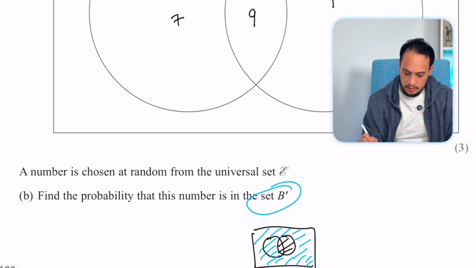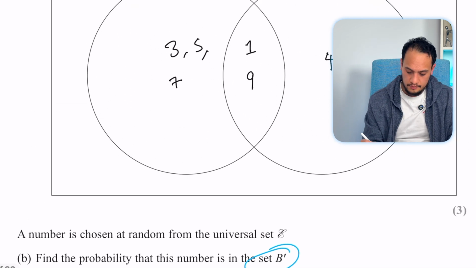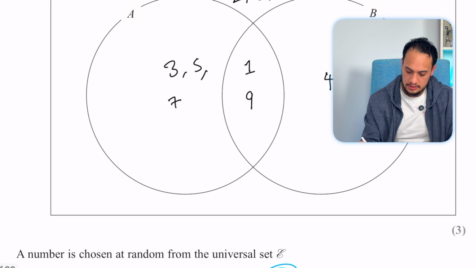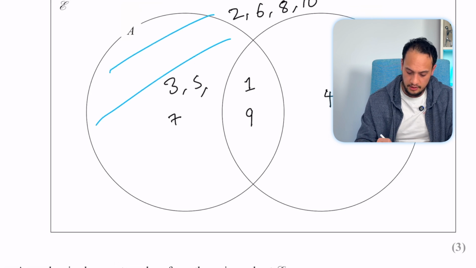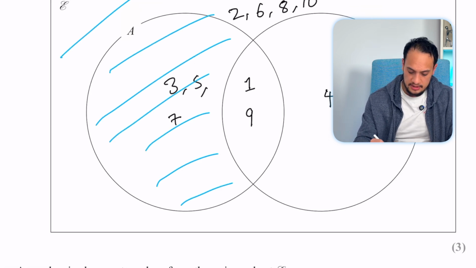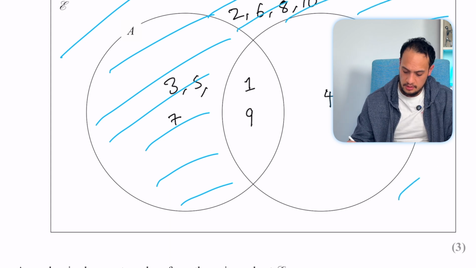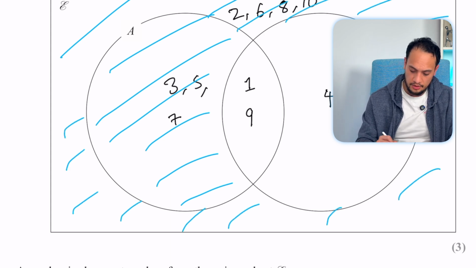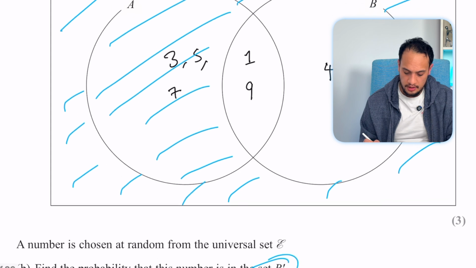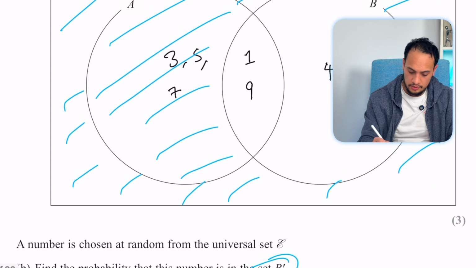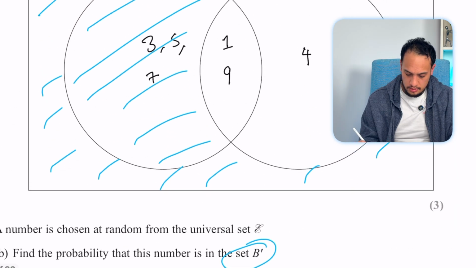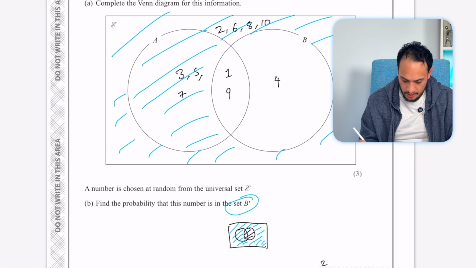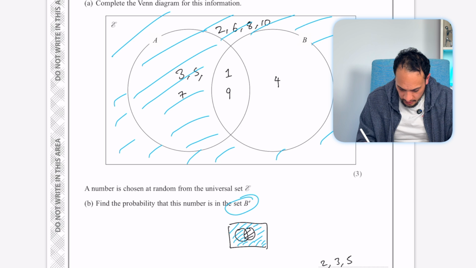So just to give you an example, it's basically everything in these regions here. All those numbers I'm going to put in there. So I've got, I'll put them in order, 2, let me just zoom out because that's a bit easier. 2, 3, 5, 7, 6, 8, and then 10.